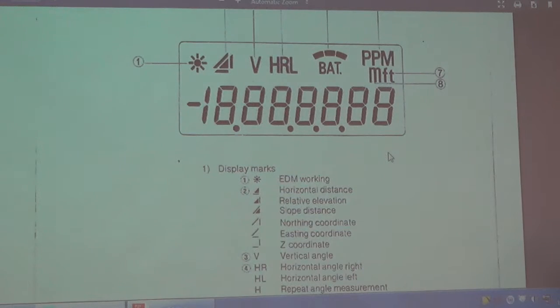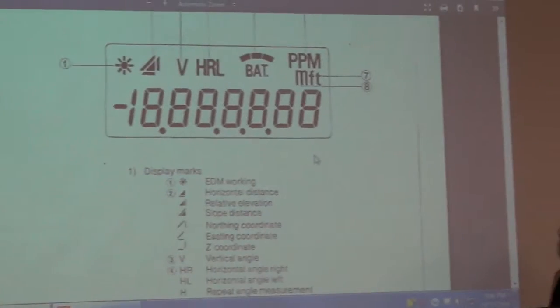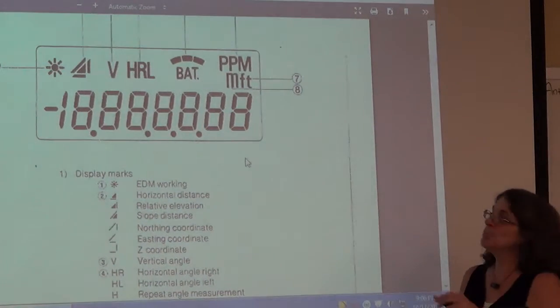This is important: the negative is only here. So if you measure an angle that's 4 degrees, or even a distance, let's say you measured a negative distance and it says 2 feet, and the negative is all the way over to the left. Don't just read the number, always look to the left, because it can throw you off.